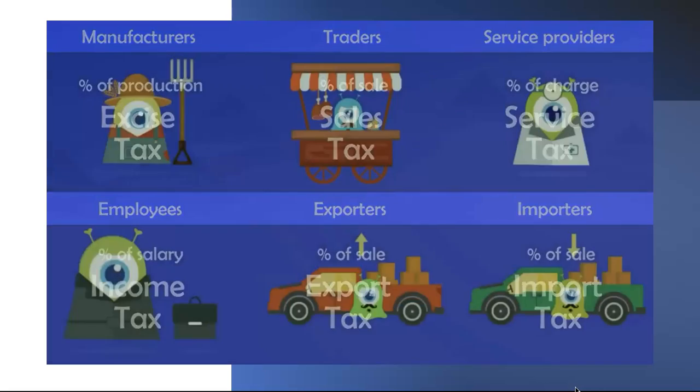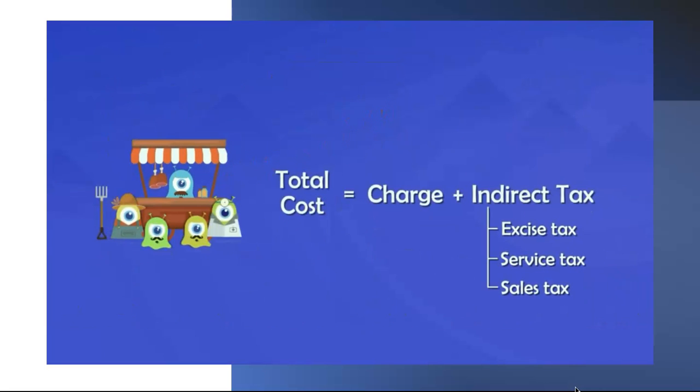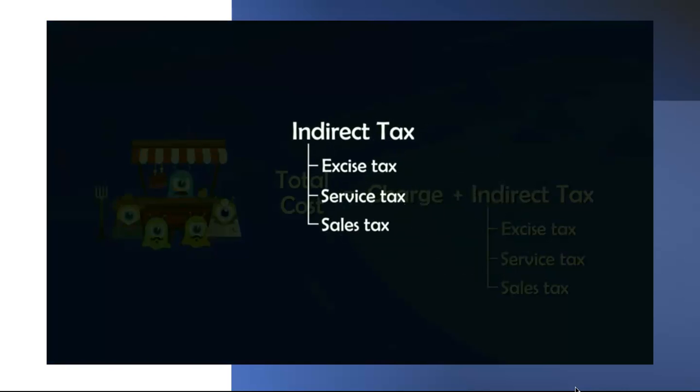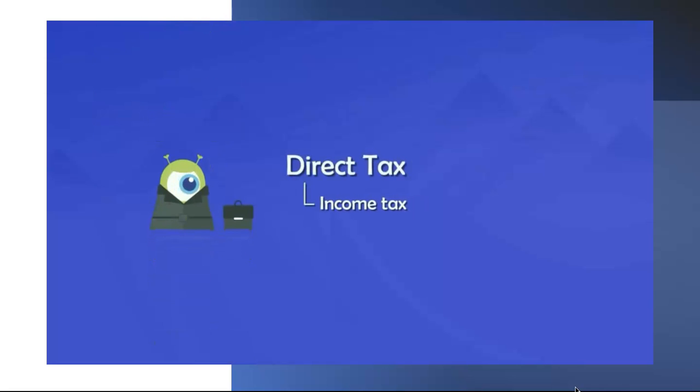But later, to maintain their profits, some manufacturers and service providers increased the cost of their product and services, thus indirectly transferring the tax burden to the buyers of the product. Hence, these are called indirect taxes. But the salaried employees cannot transfer their tax burden. They had to directly pay their taxes, hence they are called direct taxes.